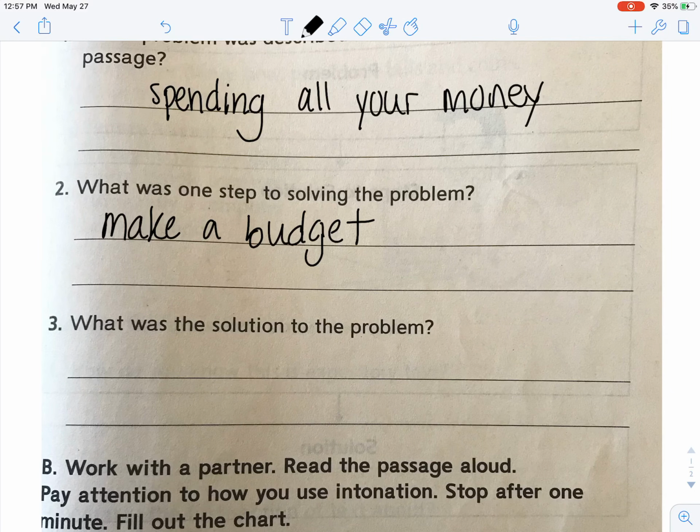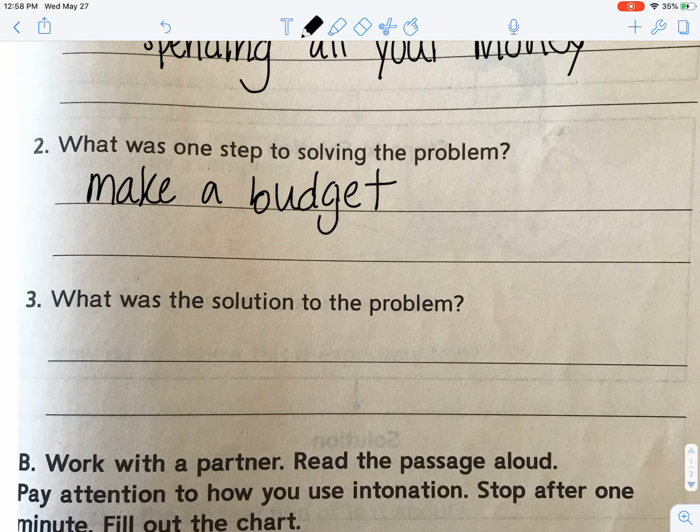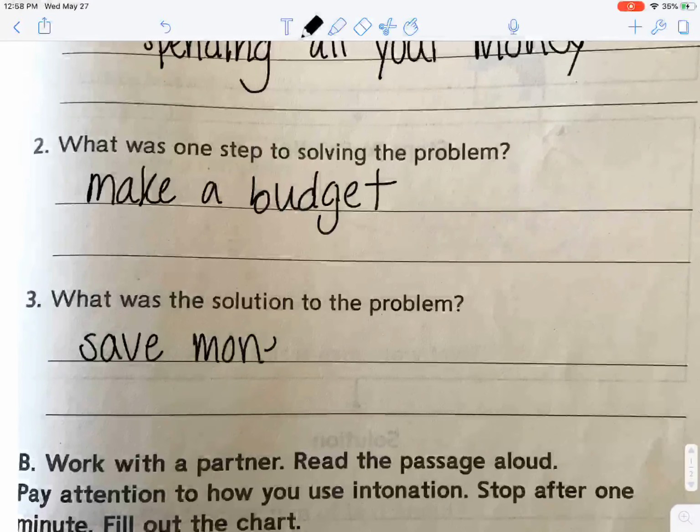All right, last question, number 3. What was the solution to the problem, or how did we solve the problem? The solution was to save money. It said sometimes you have to save it for a few weeks or maybe a few months, but if you save your money, you know you won't spend all of it and you'll have enough left over. Save your money.